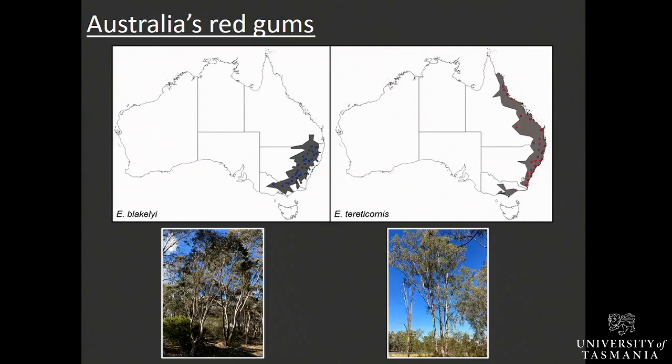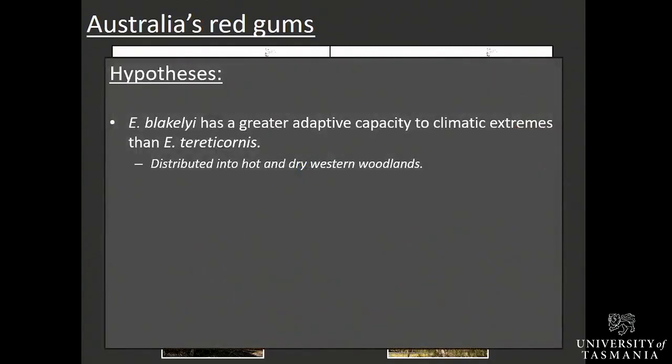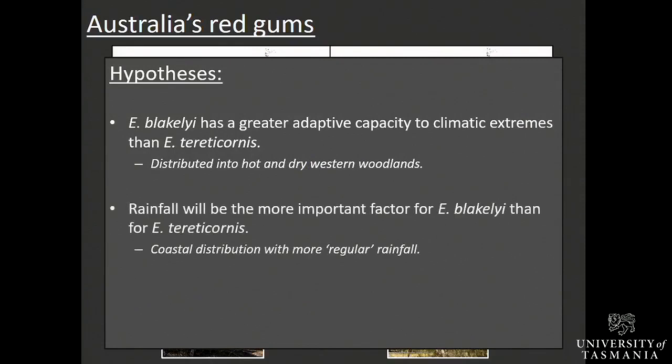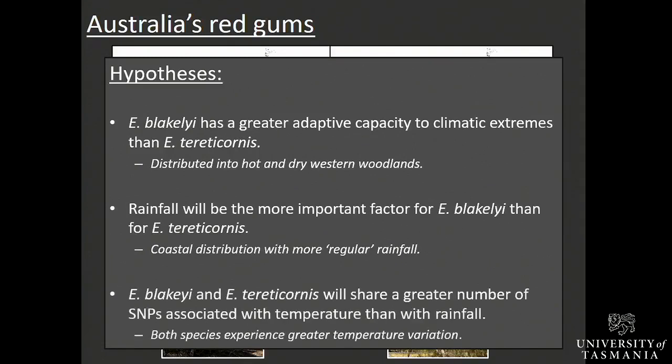They're both widespread species found on the east coast. Pterocorys hugs the coastline, and Blakelyi is on the west of the Dividing Range. So this drives my hypothesis that Blakelyi will have a greater adaptive capacity to more climatic extremes because it experiences less rainfall. And therefore, rainfall itself will also be one of the main drivers for adaptation. But because they both have a latitudinal gradient, I believe the SNPs associated with temperature will be more shared across both species.